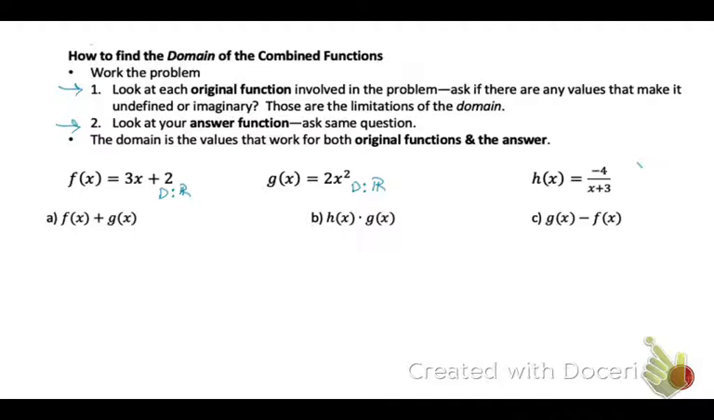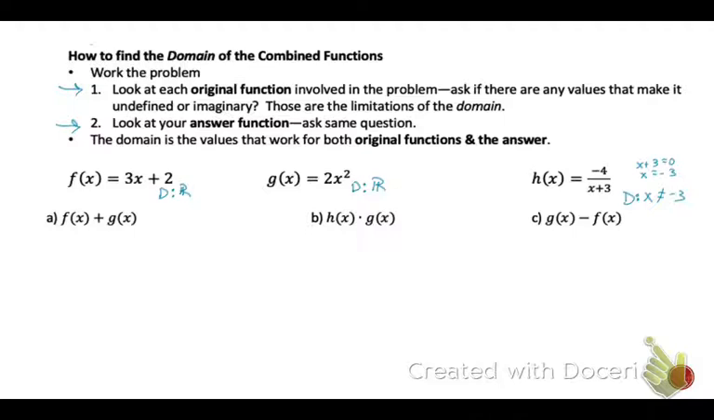Now for h of x, however, we have a variable in the denominator. So if I take that expression, x plus 3, and see what will make it equal 0, it's negative 3. So we have to give the limitation that the domain of h of x cannot equal negative 3. It could equal anything else, but not negative 3.